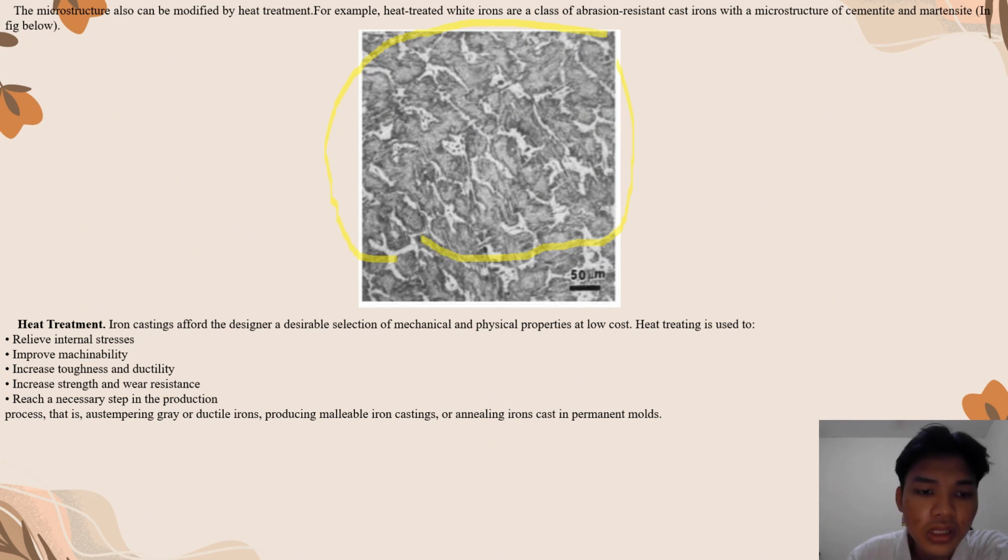Heat treatment of iron castings affords the designer a desirable selection of mechanical and physical properties at low cost. Heat treating is used to relieve internal stress, improve machinability, increase toughness and ductility, and increase strength and wear resistance. It is also a necessary step in production processes such as austempering gray or ductile irons, producing valuable iron castings, or annealing iron castings in permanent molds.